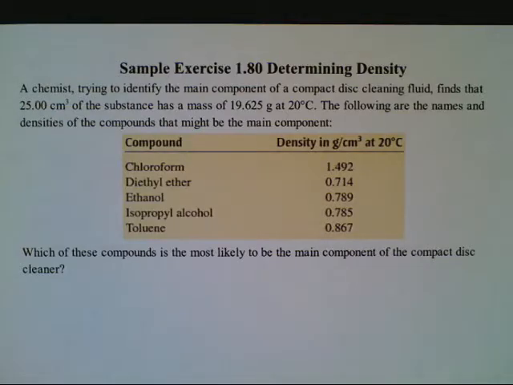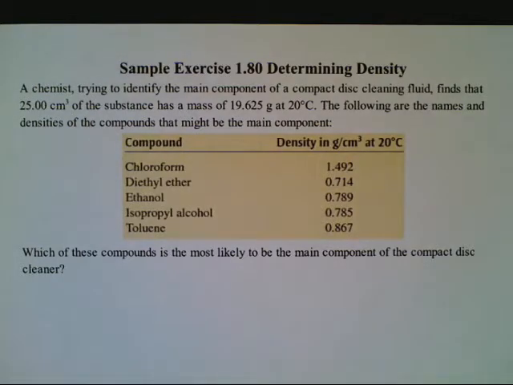All right, AP, this is going to be our last sample problem from Chapter 1. We're going to be determining density. A chemist trying to identify the main component of a compact disc cleaning fluid finds that 25.00 cubic centimeters of the substance has a mass of 19.625 grams at 20 degrees Celsius.